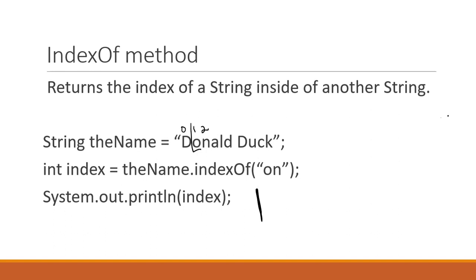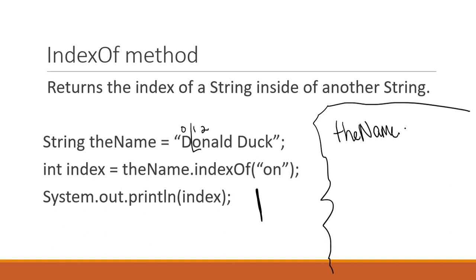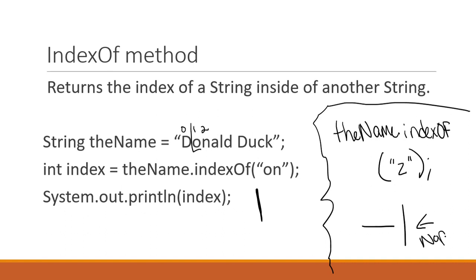Now, something to keep in mind, and something that's very, very useful. What if the index does not exist? What if I did name.indexOf, and I look for, let's say, a "Z"? Okay? If that happens, what will be returned by indexOf is a -1. This is Java's way of saying, nope, not there. Okay? Keep that in mind.